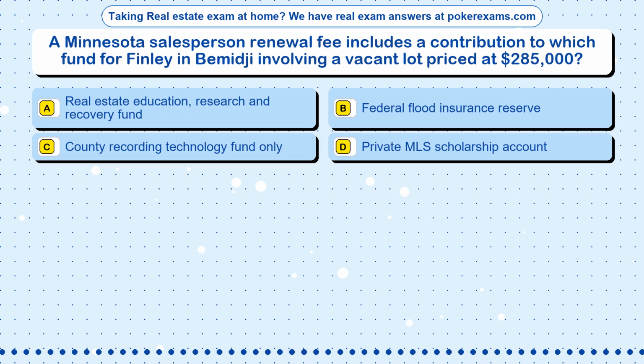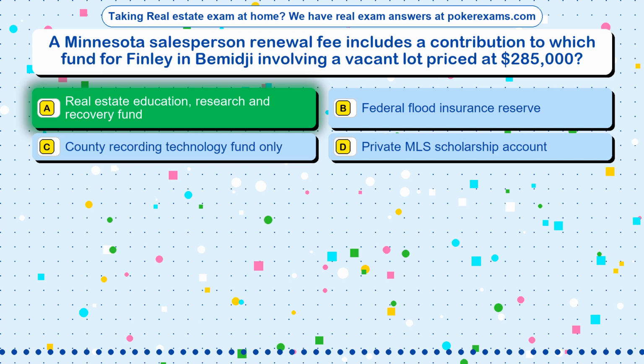Question 9. A Minnesota salesperson renewal fee includes a contribution to which fund for Finley in Bemidji involving a vacant lot priced at $285,000? Option A, Real Estate Education, Research and Recovery Fund. Option B, Federal Flood Insurance Reserve. Option C, County Recording Technology Fund only. Option D, Private MLS Scholarship Account.